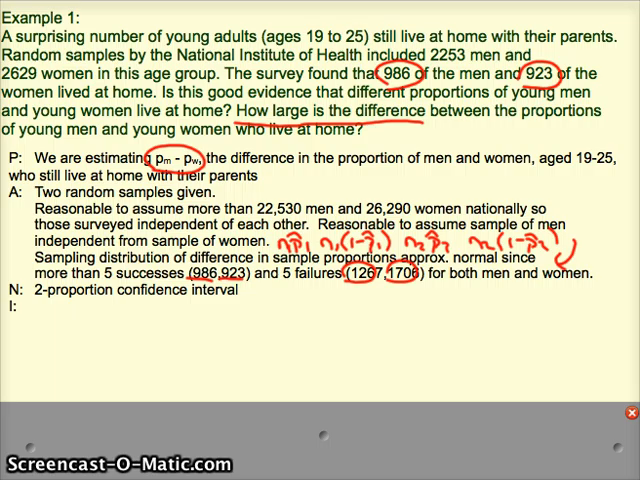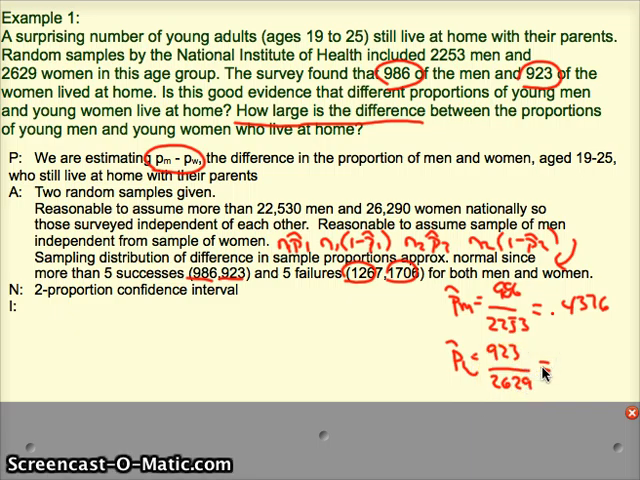I don't know what p-hat1 and p-hat2 are yet. So let's do that. Let's go do the men first. P-hat for men, 986 men out of a total of 2253. And if you do that calculation, you get 0.4376. And then for women, we have 923 divided by their sample size, which was 2629.